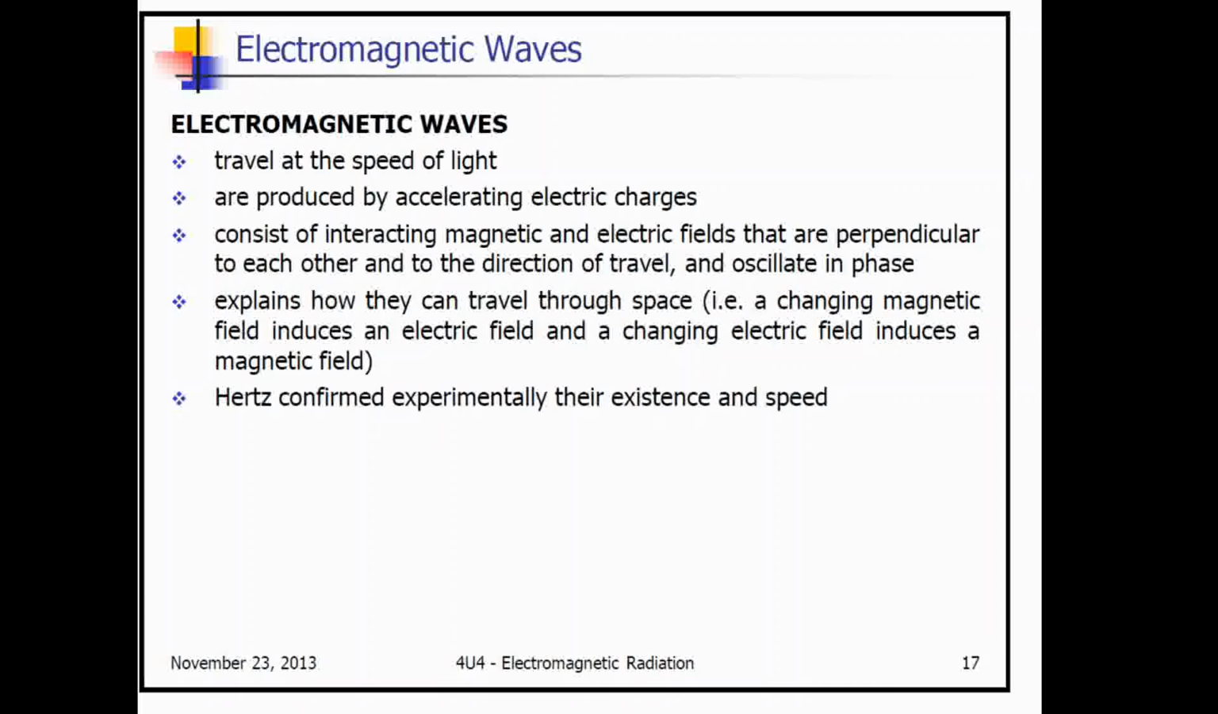Electromagnetic waves explain how light can travel through space, or rather how any electromagnetic wave travels through space. It's the changing magnetic field that induces the electric field, and the changing electric field induces a magnetic field. Heinrich Hertz confirmed them experimentally, and he also determined what their speed was experimentally as well.